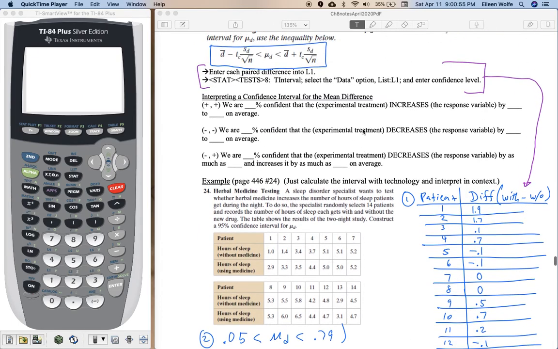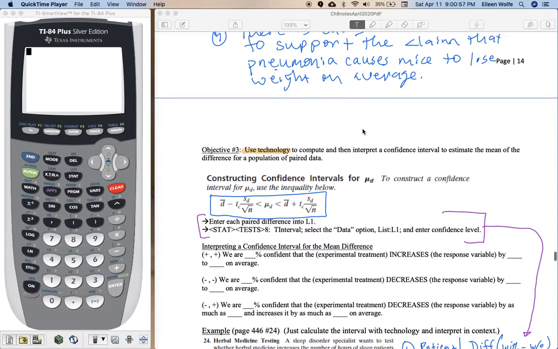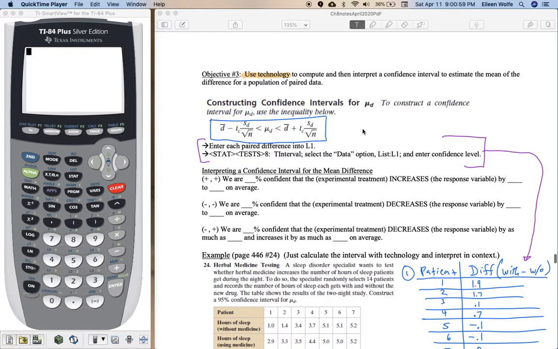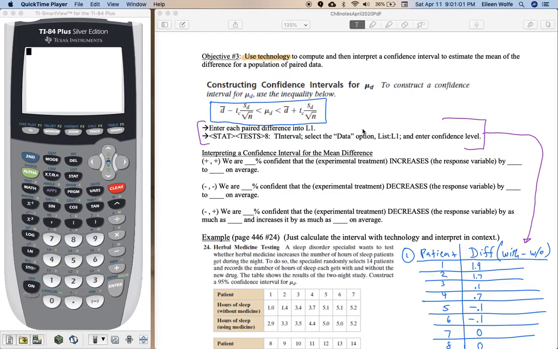Okay, guys, this is section 8.3, objective number 3. I'm on page 15. So in this objective, we're going to use technology to compute and then interpret a confidence interval to estimate the mean of the difference for a population of paired data.